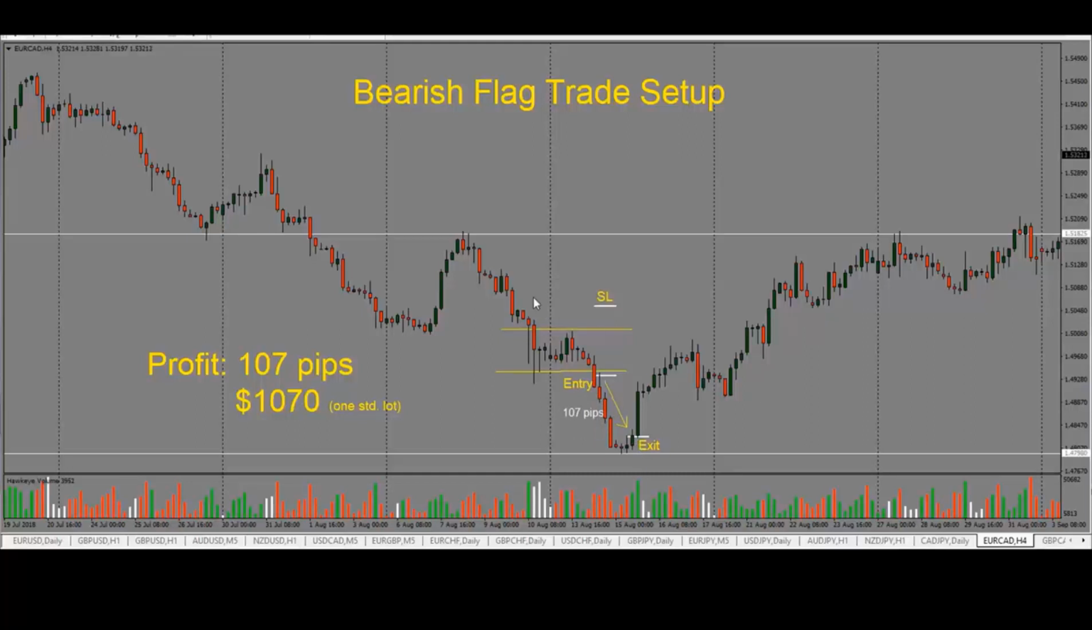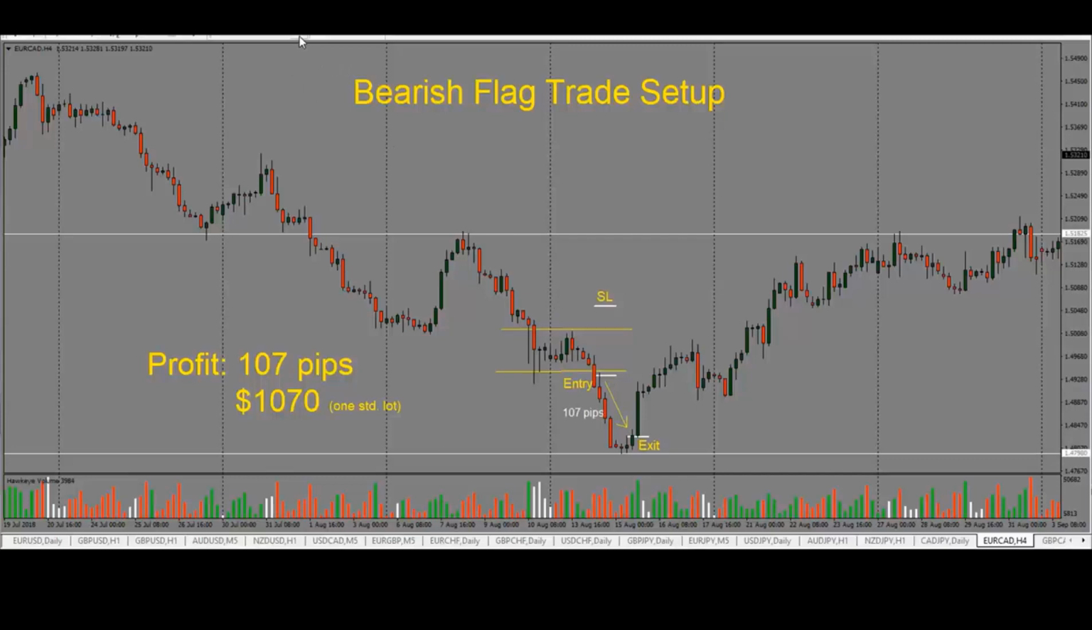So just to recap, first we are looking for a move to the downside, and we have to identify a flag formation. So this sideways consolidation here is our flag pattern. So if you see this kind of consolidation following a move to the downside, that's called a flag, a bearish flag. And now we have to wait for price to come out of this consolidation and give us a solid candle close to the downside.